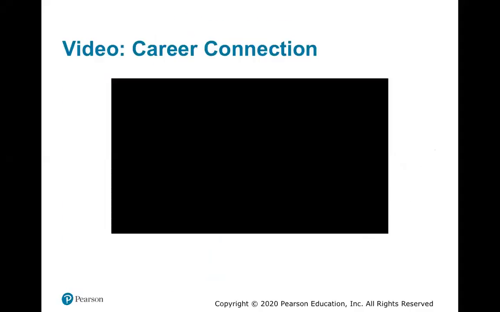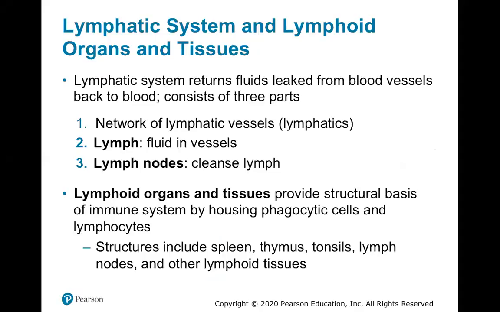So, the lymphatic system has three main components. Essentially, those are the lymphatic vessels or the lymphatics, lymph, which is fluid in the vessels, and lymph nodes. Those cleanse the lymph. Lymphoid organs and tissues provide structural basis of immune system by housing phagocyte cells and lymphocytes. Important structures to know with the lymphatic system, which are interesting, include the spleen, thymus, tonsils, lymph nodes, and other lymphoid tissues.